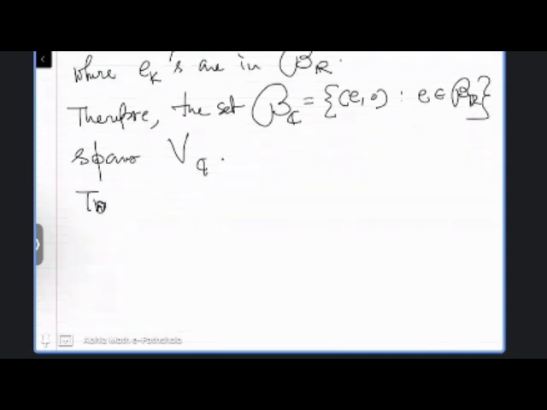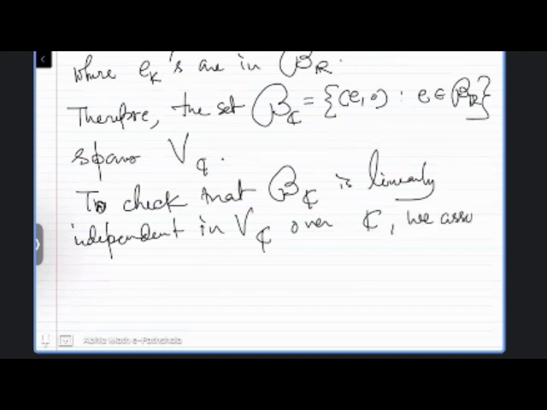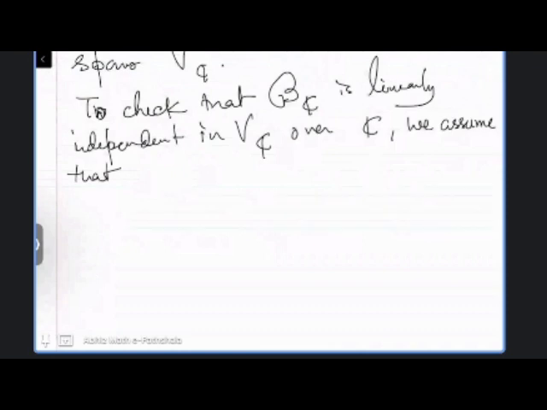So now if we check that curly BC is linearly dependent in VC over C, we assume that, suppose we take any finite vectors taken from BC, and let us choose finite scalars, the same number of scalars as the number of vectors we are choosing from finite BC.